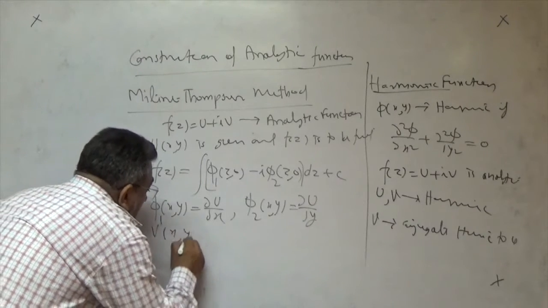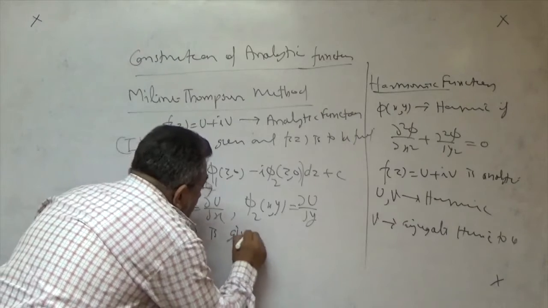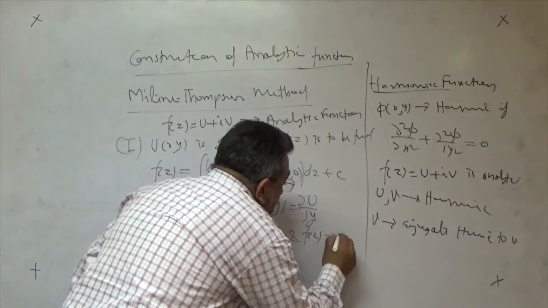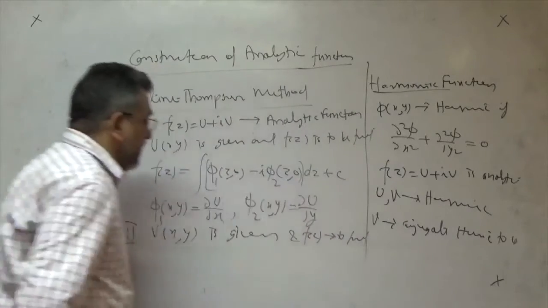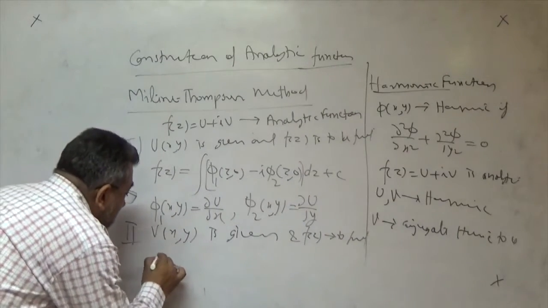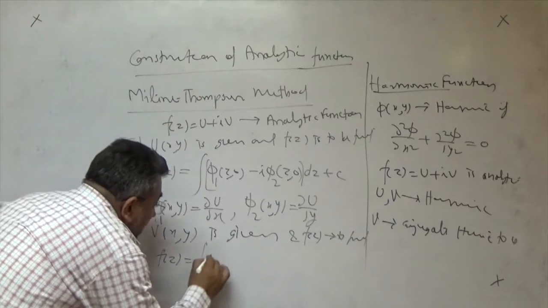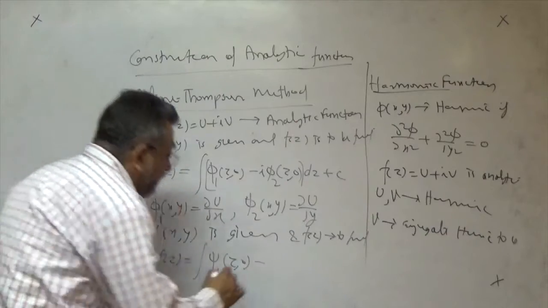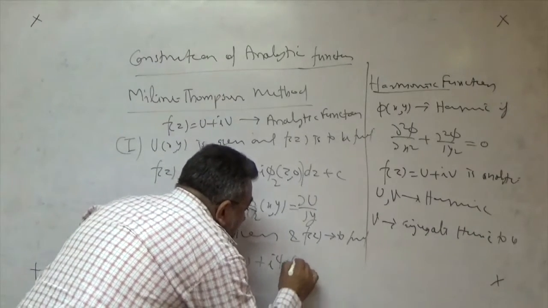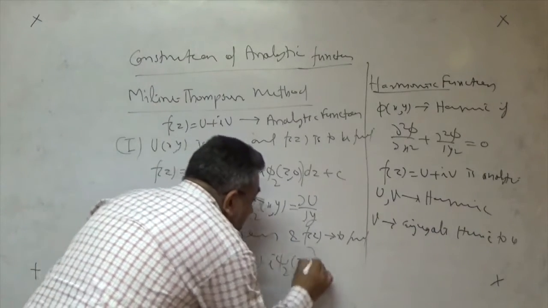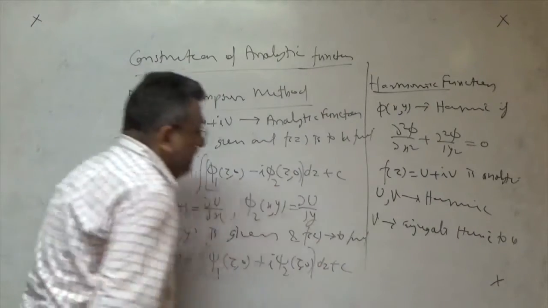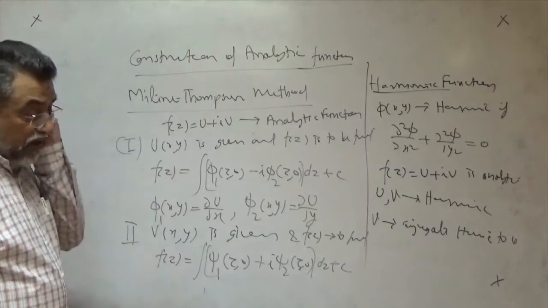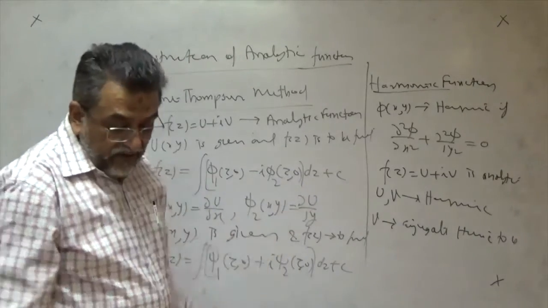Second case I discussed when the imaginary part is given and f(z) is to be found, in which I discussed that by the Milne-Thomson method f(z) is defined as the integral of psi 1 of (z, 0) plus i times psi 2 of (z, 0) dz plus c. This is the second case, when the imaginary part of the function is given and you have to find the analytic function.